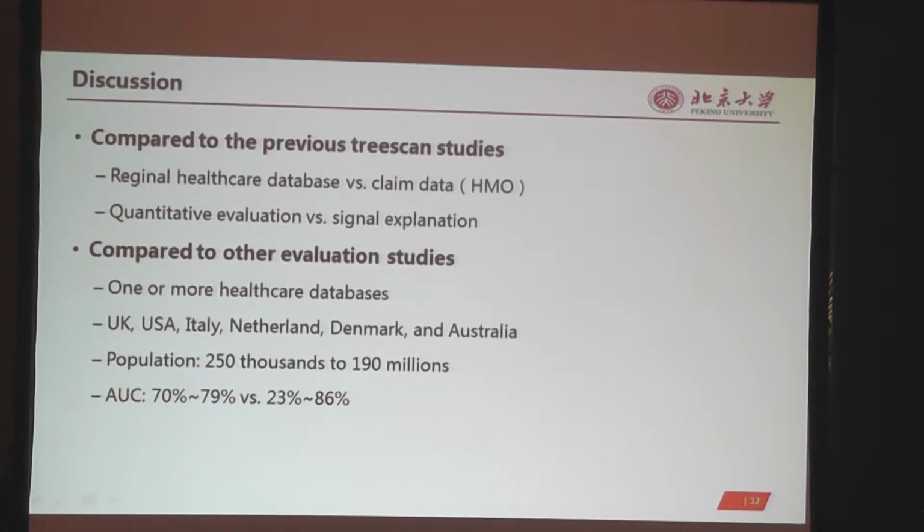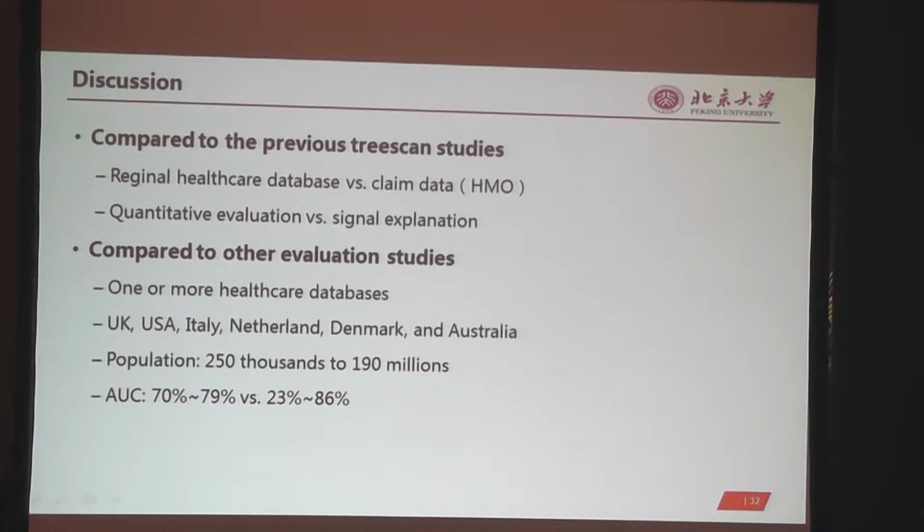So here's a brief discussion. Compare our study to previous tree scan studies. We use regional healthcare databases rather than claim data. So it means we could include more confounding variables while we are analyzing the data, and we conduct a quantitative evaluation of the tree scan, and not just interpret the signal.